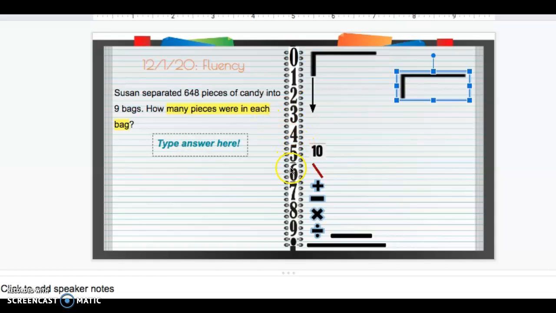So your dividend is a number that you are breaking up. So that'd be 648, because that's what we're breaking into groups. And your divisor is how many groups you're making. In that case, 9. So you got to ask yourself, how many times can 9 go into 6? Well, 9 times 1 is 9, and that's too big, so it has to be 0. So 9 times 0 is 0.